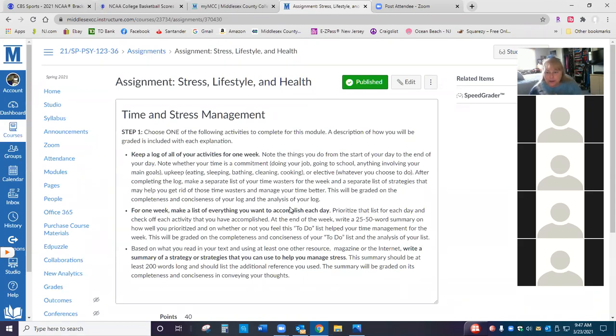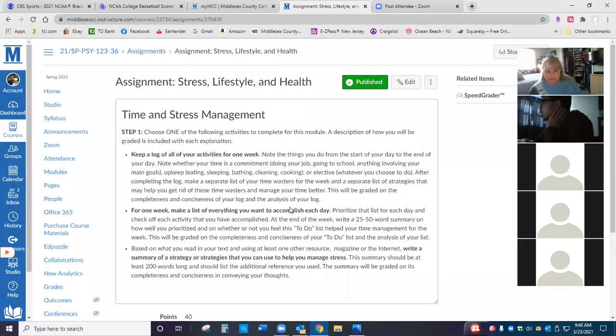At the end of the week, you're going to write a 25 to 50 word summary on how well you prioritized or didn't prioritize your to-do list for each day. Okay, so you're doing an analysis.